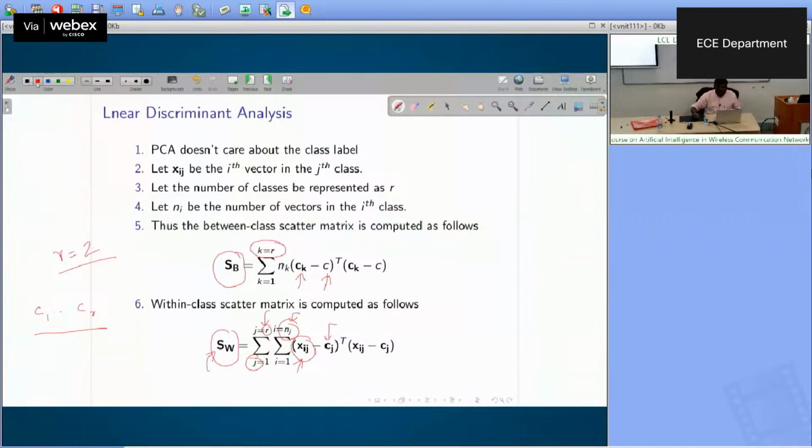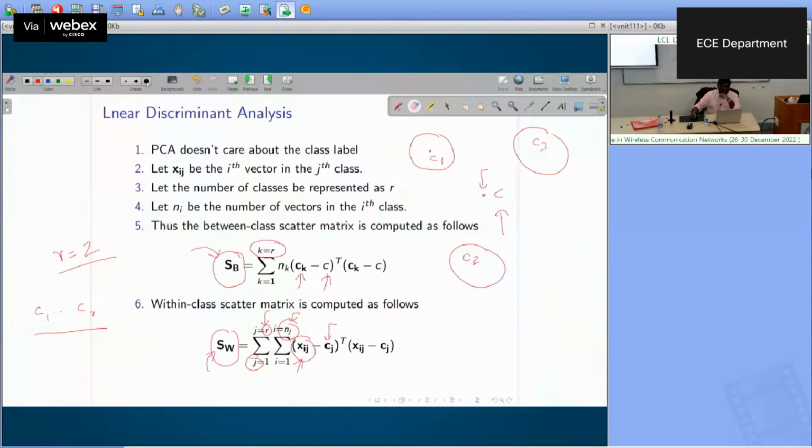What I'm saying is like this. You have cluster 1, cluster 2, cluster 3, and you have these centroids available here, and you have to find the centroid of the centroids. Somewhere here it will be. That is C. This is going to be your C1, this is C2, and this is C3, and then you have this mean over the mean. So this is what we call C here. The ck are there, and nk is the number of vectors in the kth class as usual. So that will give you the between class scatter matrix.